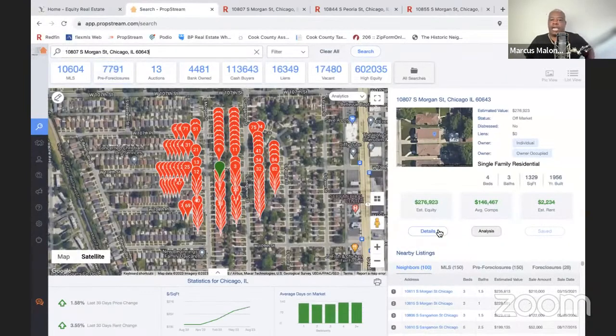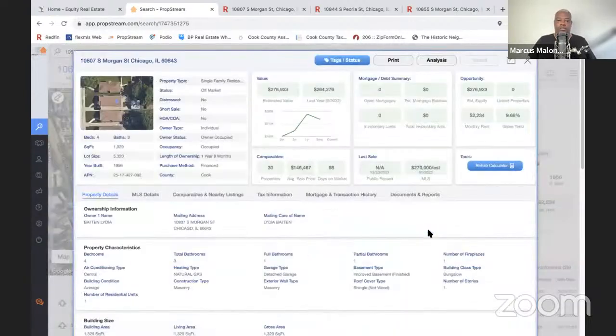Now this is going to pull up everything about this property, right? So we got the map of the area. This says estimated equity value is $276,000. So now we're starting to see, okay, Redfin had it at 268, PropStream has it at 276. So now you have a solid baseline. You got a low of 268 and you got a high of 276. And you have estimated rents at 2,200. So let's click on details.